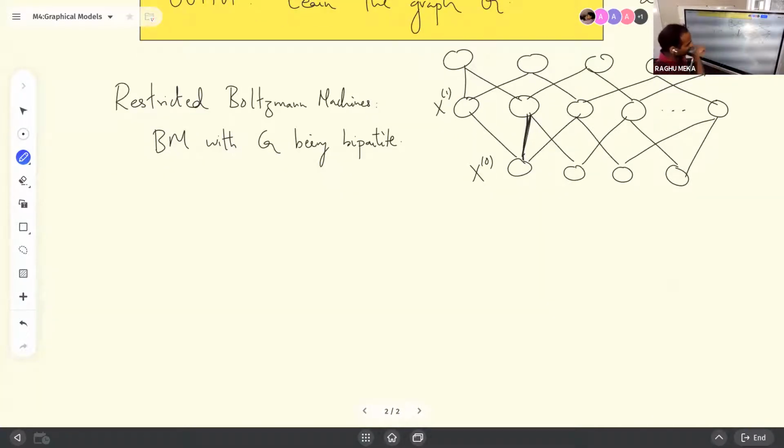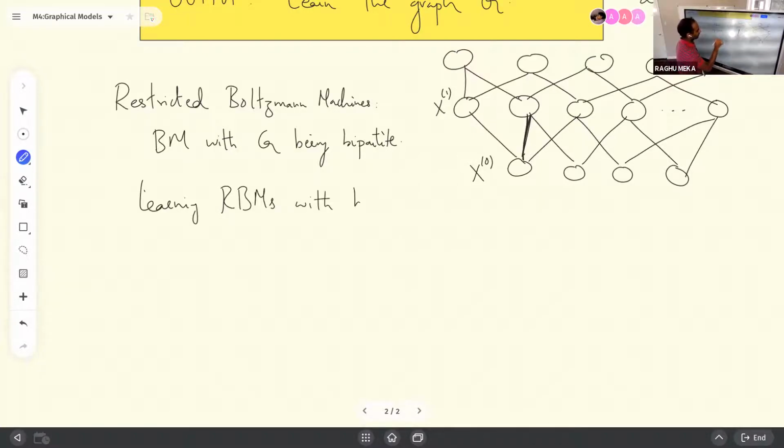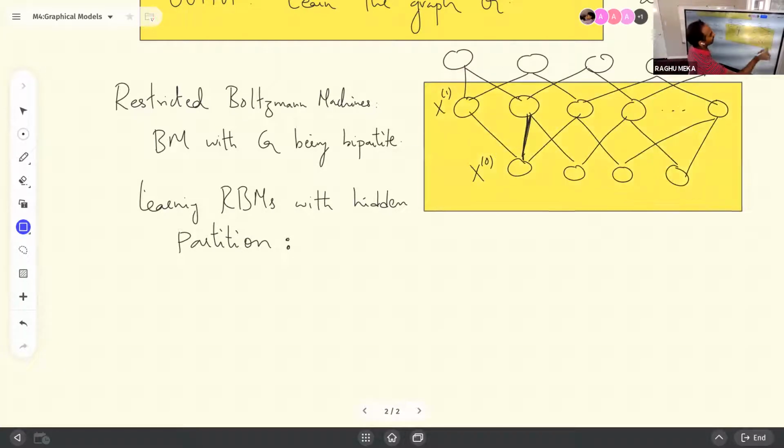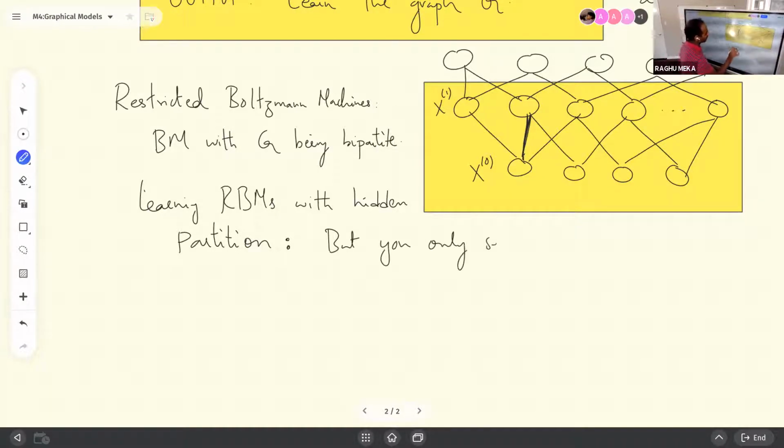Okay, and they used this and some heuristics to train their first neural networks, and that led to breakthroughs in image recognition. So what was the problem that they were studying, right? They said, learning RBMs with hidden partition. They said, suppose I'm actually getting samples from just a 2-layer, that's a real RBM, just 2 layers, okay? But you only see X1.